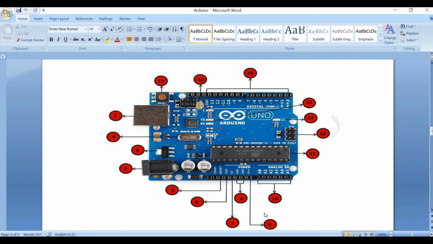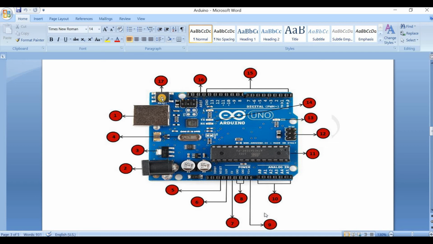Next, the AREF pin, which means analog reference pin. It is sometimes used to set an external reference voltage between 0 and 5 volts as the upper limit of the analog input pins. Next, here comes the reset button. This is similar to the reset pin we have discussed above. This button is used to run the program from the initial position on clicking the reset button.